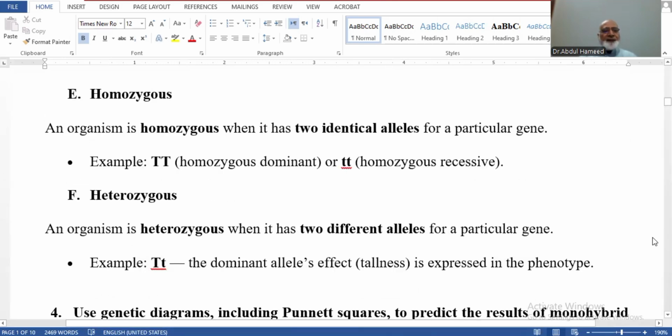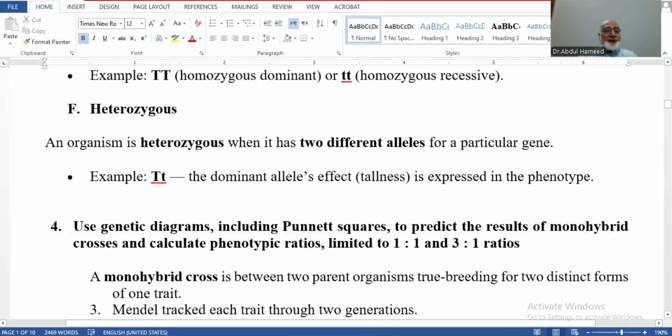Heterozygous: an organism is heterozygous when it has two different alleles for a particular gene. For example, capital T, small t. The dominant allele will show its effect, so the individual will have the phenotype tall.